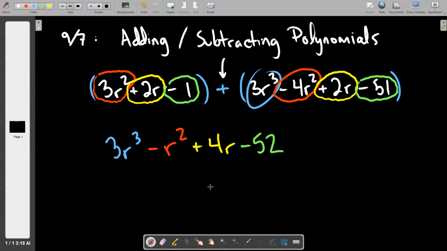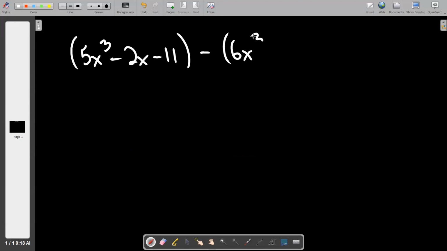Okay. Now, if you've lulled yourself to sleep and said, that's it, I'm done listening, I got this, watch out. Because now the next thing we're going to do is subtraction. So this time, I'm just going to go ahead and write this to save us time. Let's do 5x cubed minus 2x minus 11 minus 6x cubed minus 10x squared plus 4x minus 15. So what we have here is a cubic trinomial minus a cubic four-term polynomial.